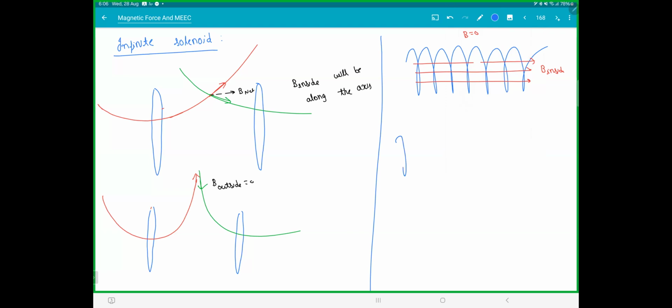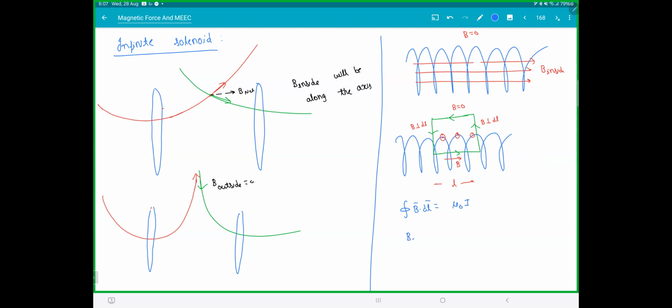So what we do? We take an Ampere loop. We consider an Ampere loop like this. So outside B is 0. Here B is perpendicular to dL. Here also B is perpendicular to dL, and only in this part B and dL are parallel. And let this length be L. So integral B dot dL will be mu naught into I. So this will be only B into L, mu naught.